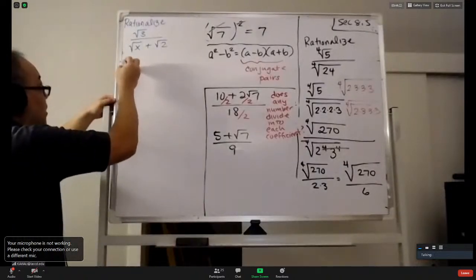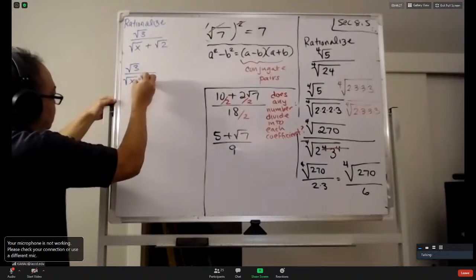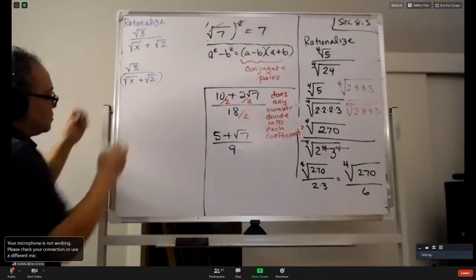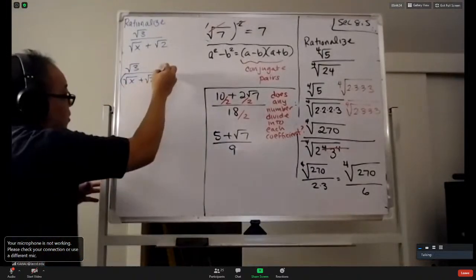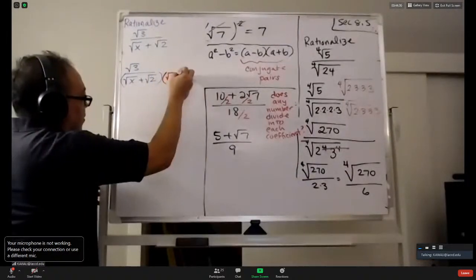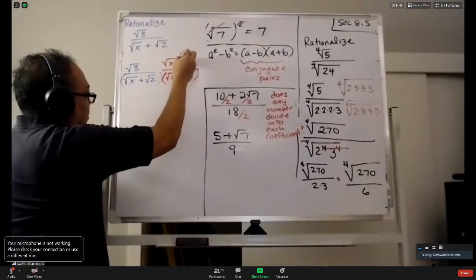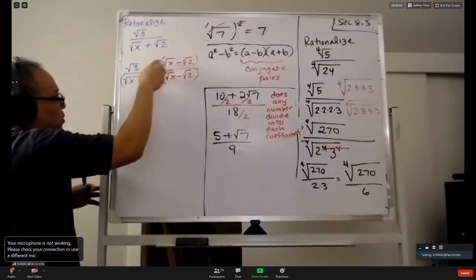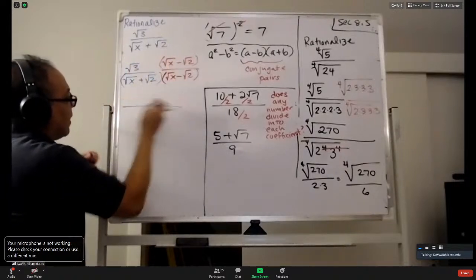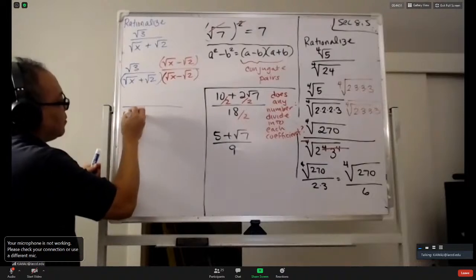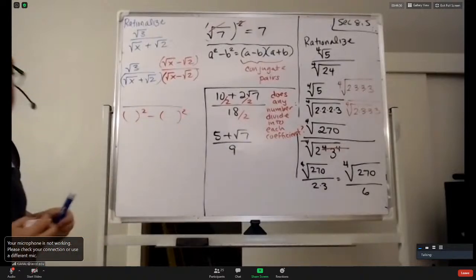Okay, so we get square root of 3. So I'm going to multiply this by square root of x minus square root of 2 over square root of x minus square root of 2. So go ahead and distribute this over here. Then on the bottom over here, you're going to have something squared minus something squared. It's always going to be a minus in the bottom.